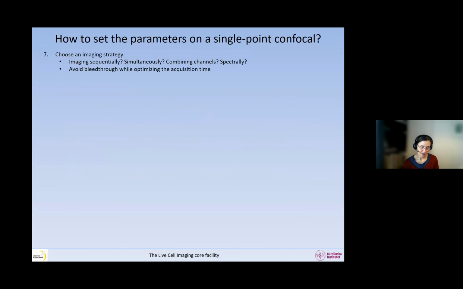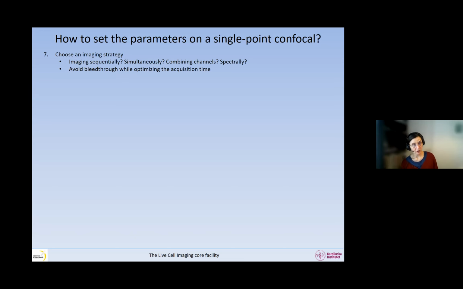Okay, then after that, you're going to choose an imaging strategy. So you have a look at your spectra and you see the excitation and emission characteristics of your microscope, and you say, this is a single point confocal, therefore I have several detectors. Can I image several colors simultaneously, therefore gaining time without having a risk for bleed through? Okay, so you have to choose an imaging strategy.